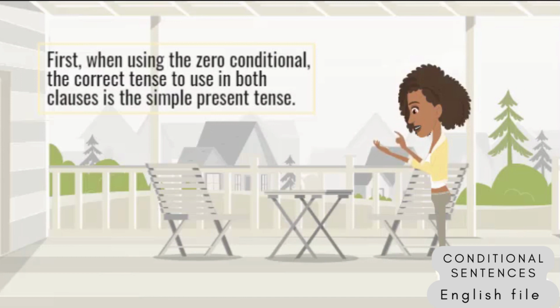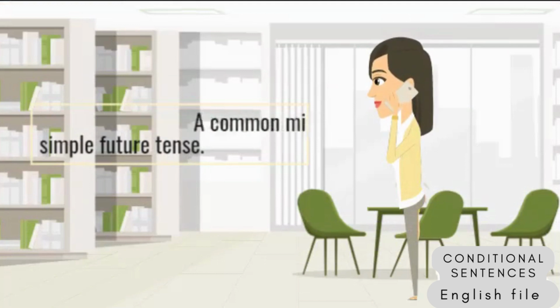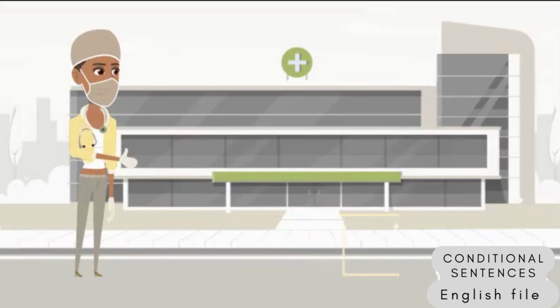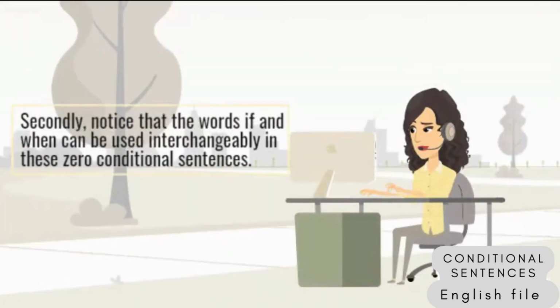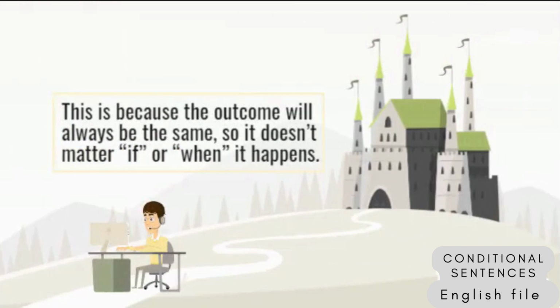First, when using the zero conditional, the correct tense to use in both clauses is the simple present tense. A common mistake is to use the simple future tense. When people smoke cigarettes, their health will suffer. Secondly, notice that the words if and when can be used interchangeably in these zero conditional sentences. This is because the outcome will always be the same, so it doesn't matter if or when it happens.